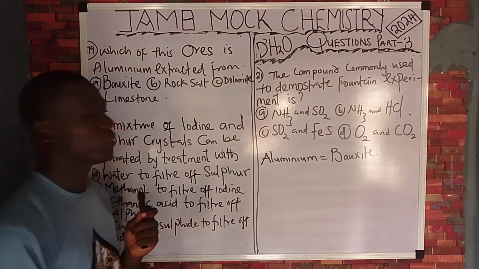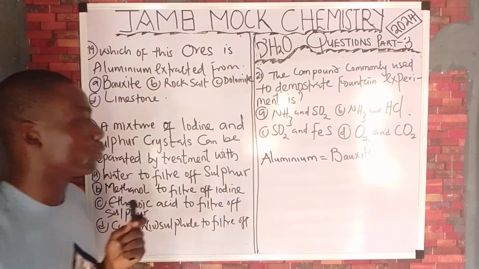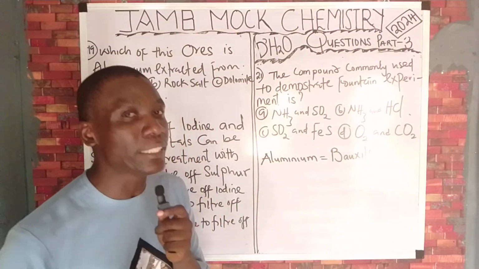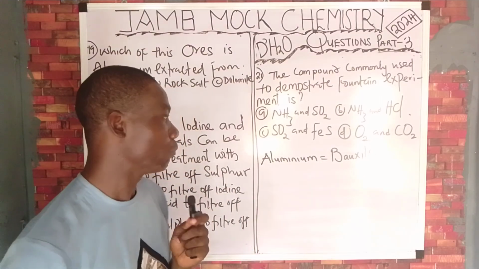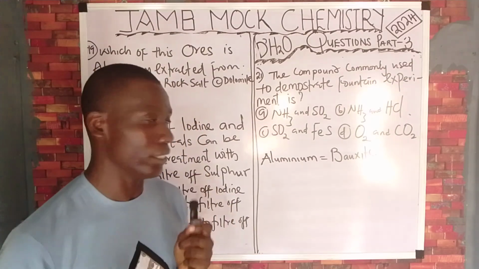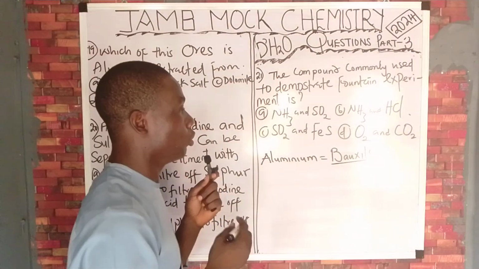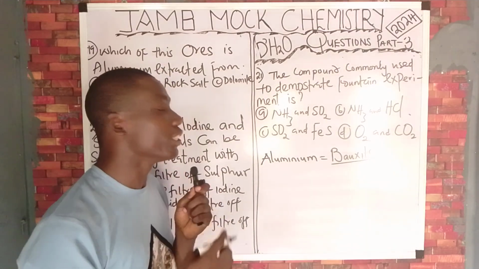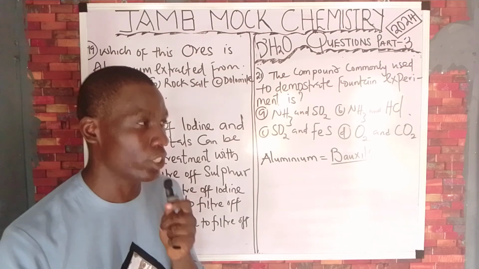Please take note of that. Aluminium is gotten from bauxite through an electrolytic process called electrolytic reduction. The steps are quite easy. When the bauxite is obtained, it is usually washed using concentrated sodium hydroxide, called caustic soda.